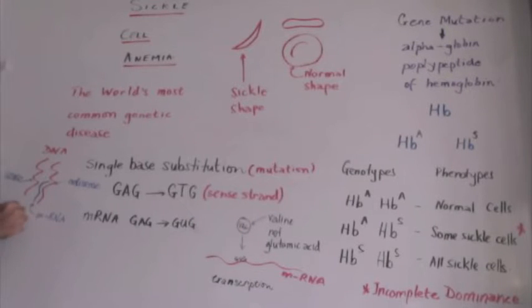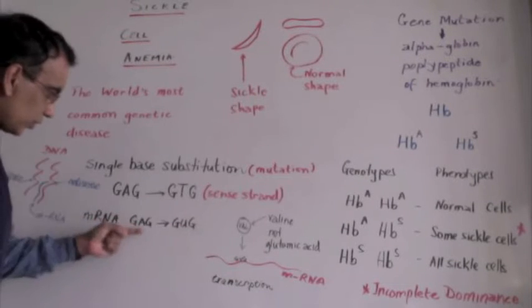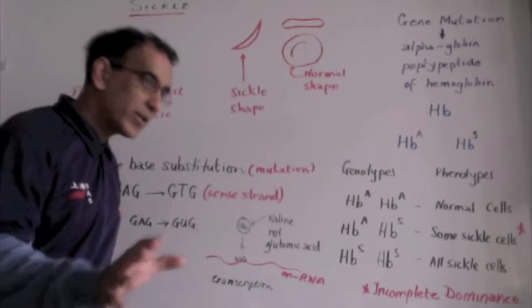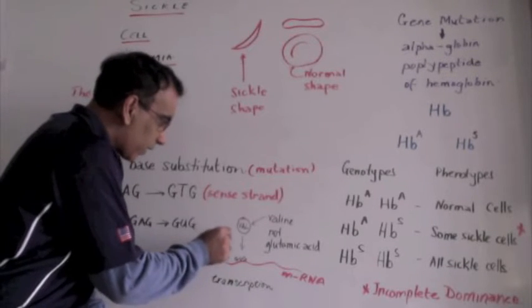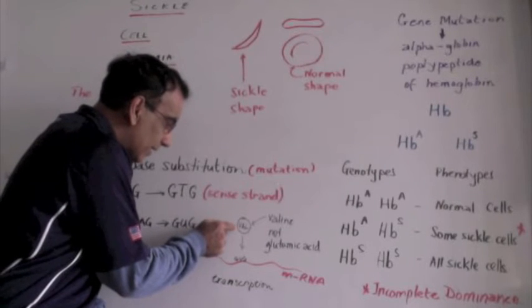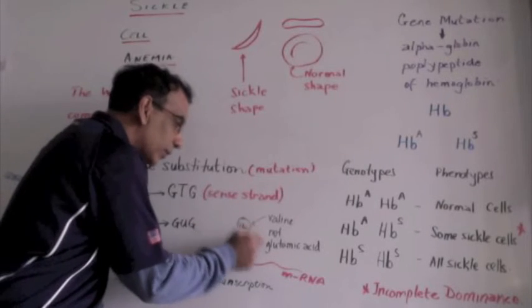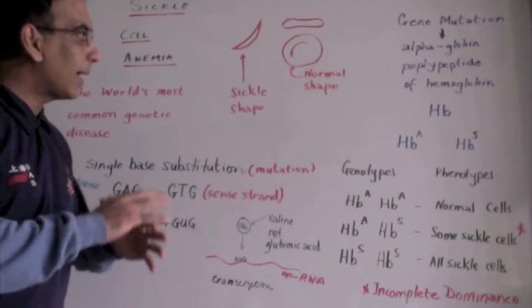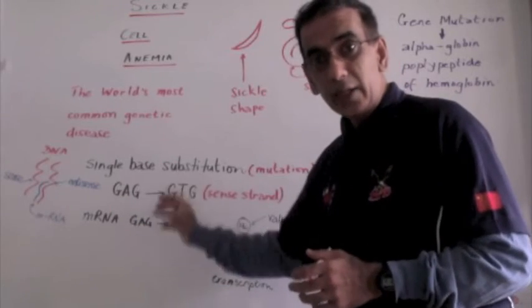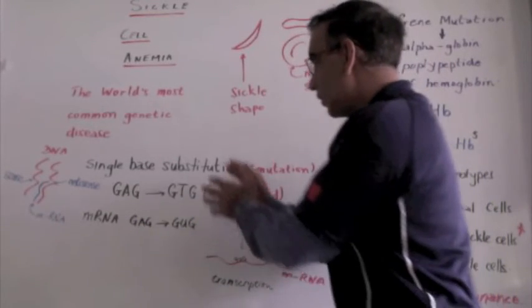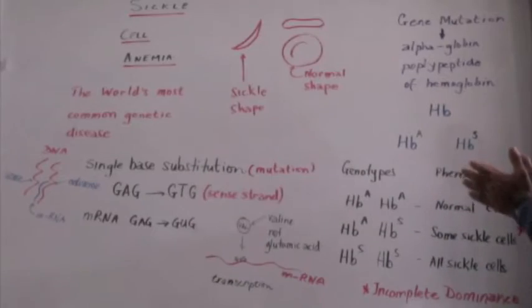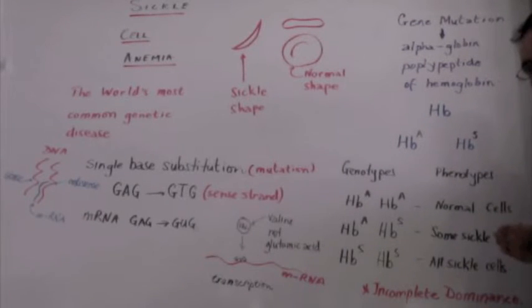Messenger RNA then binds to this antisense strand, and it takes this GUG instead of GAG. Upon translation, transfer RNA would bring the amino acid valine and not glutamic acid. And the result of this is an abnormal hemoglobin. Another way of looking at it is to say that this single base substitution mutation has led to the existence of a new allele in the population.